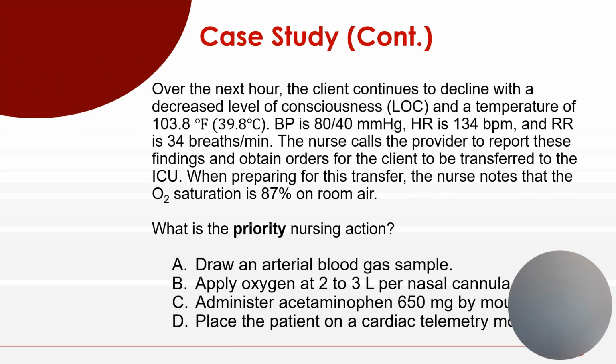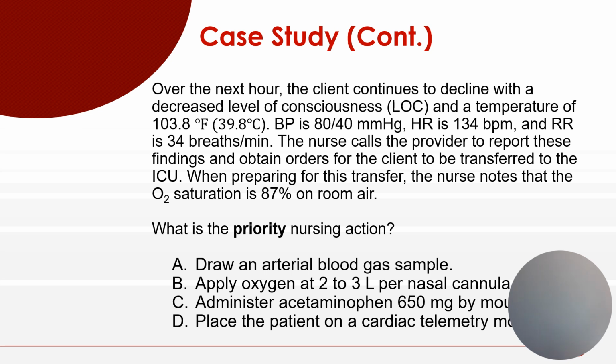Over the next hour, the client continues to decline with a decreased level of consciousness and a temperature of 103.8. Blood pressure is now 80/40. Heart rate is 134. Respiratory rate is 34. The nurse calls the provider to report these findings and obtains orders for the client to be transferred to the intensive care unit. When preparing for this transfer, the nurse notes that the oxygen saturation is 87% on room air.